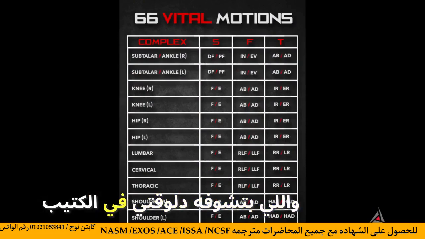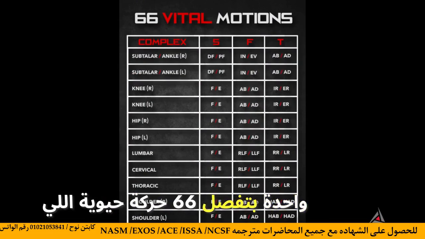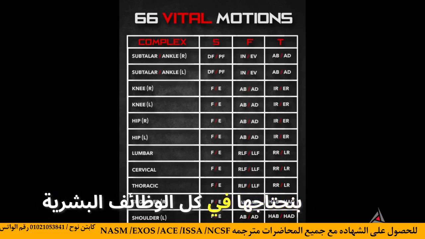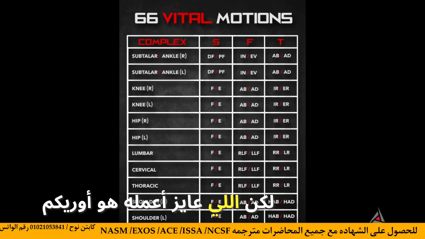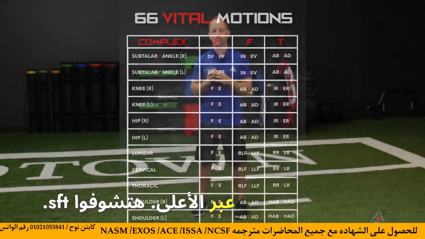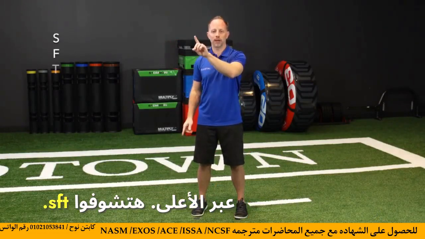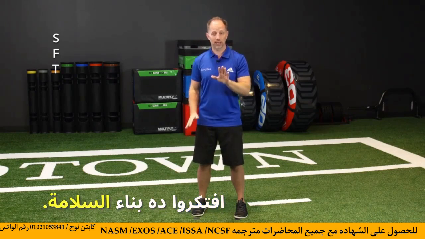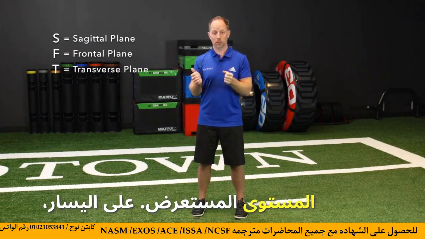And what you're looking at right now in your handout is an incredible 1-page cheat sheet that breaks down the 66 vital motions that we need in all human global function. Now, we're not going to bore you by going through each one, but what I do want to do is show you how to read it and give you a couple of examples. Across the top, you're going to see SFT. Remember that safety syntax? We've got sagittal plane, frontal plane, transverse plane.